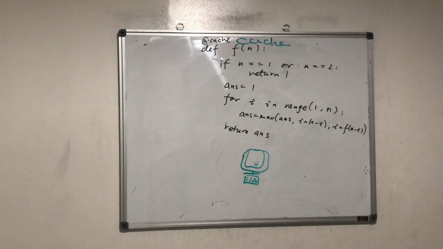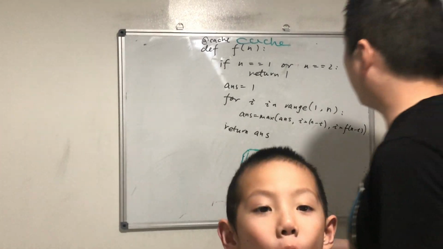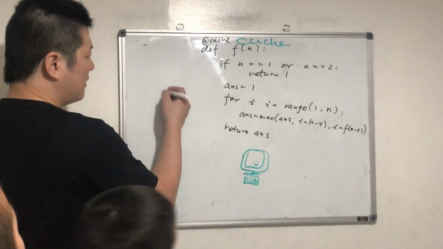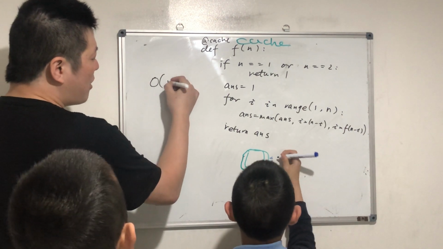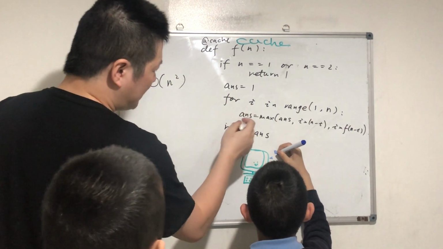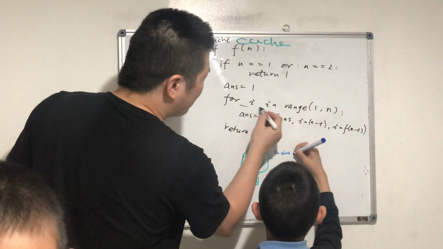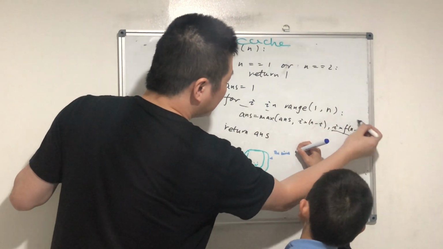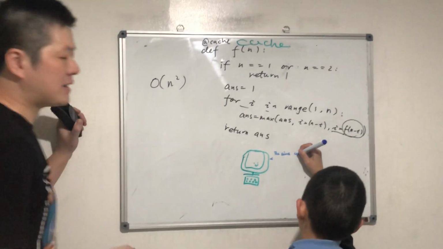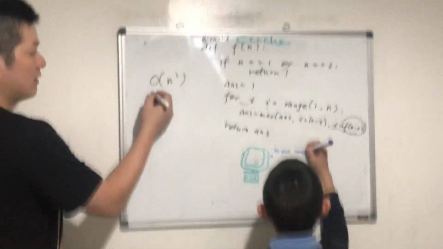What's the time complexity? The time complexity is O of what? It's actually O(n) squared because look, we are having a for loop and then here, this is because we're calling it, right? What's the space complexity?